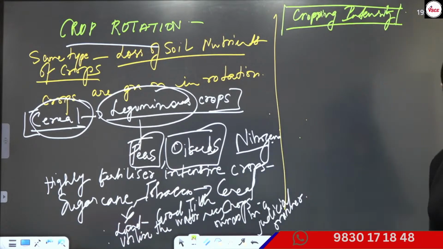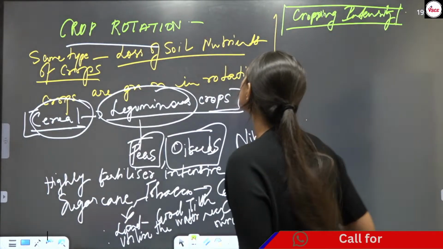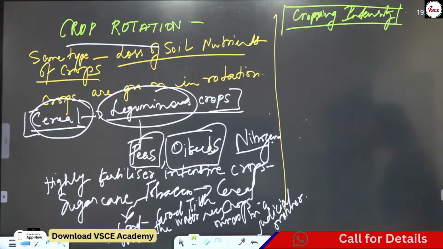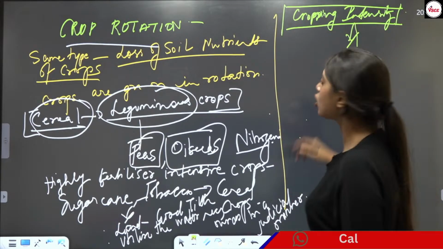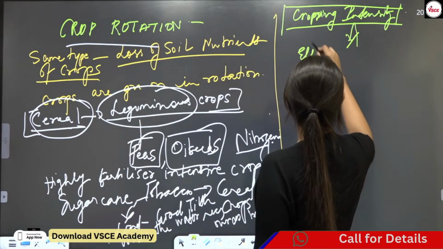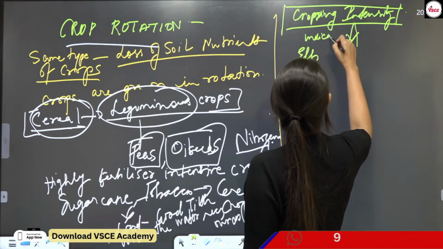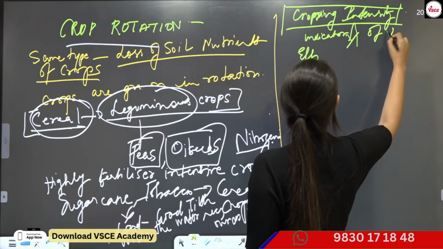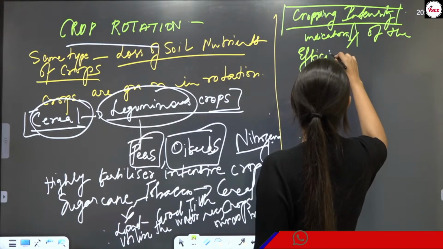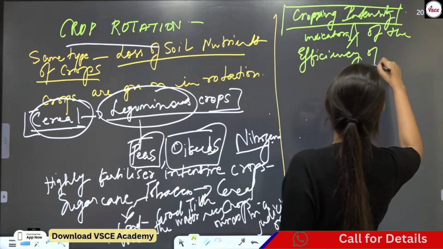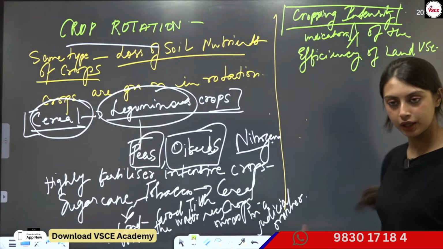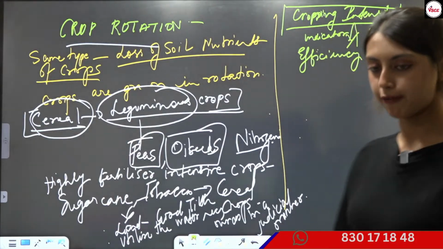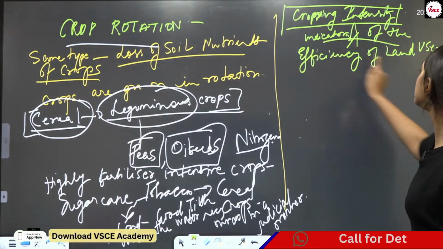Cropping intensity is actually a measurement, an indicator which talks about the efficiency of land use. It's an indicator of the efficiency of land use. Please understand it very carefully. Please listen to the concept very carefully. Indicator of efficiency of land use.